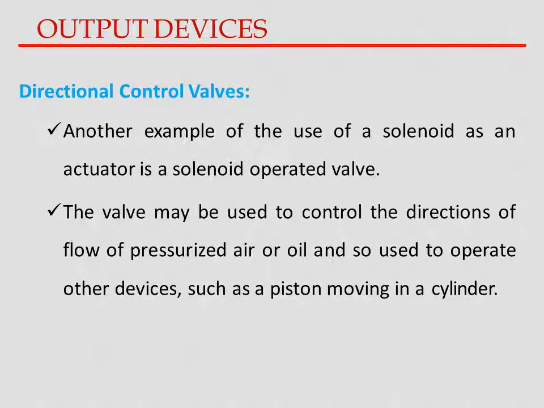The next type of output device is directional control valves. It uses a solenoid as an actuator. The valve may be used to control the direction of the flow of pressurized air or oil and so used to operate other devices such as a piston moving in a cylinder.